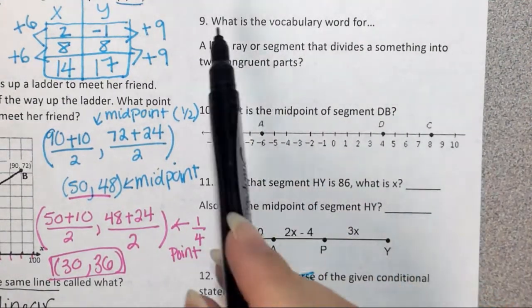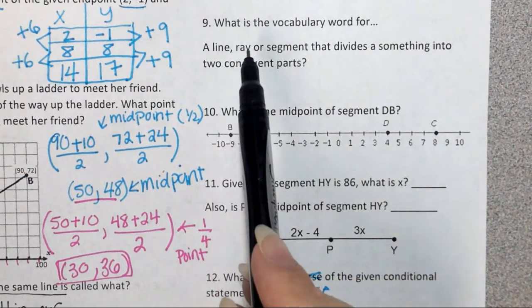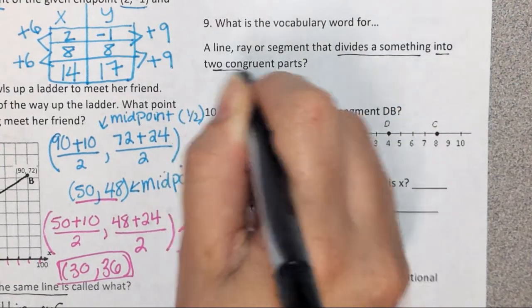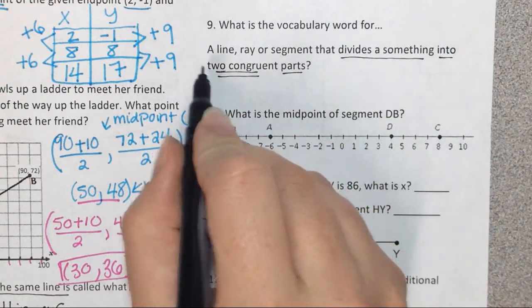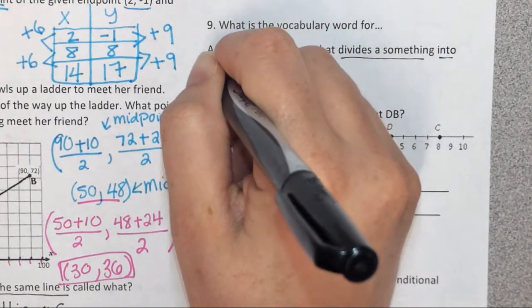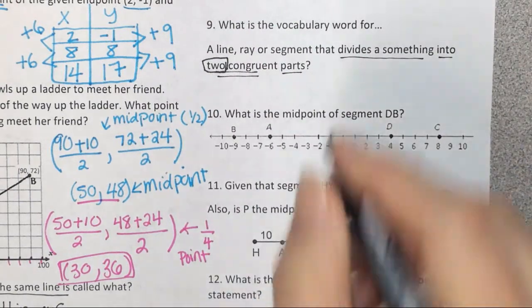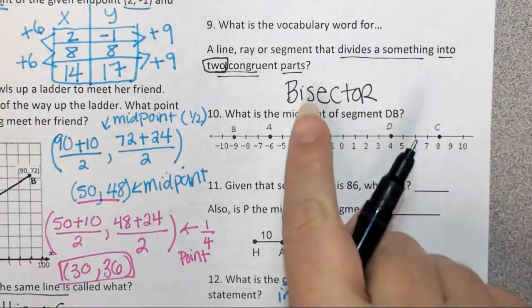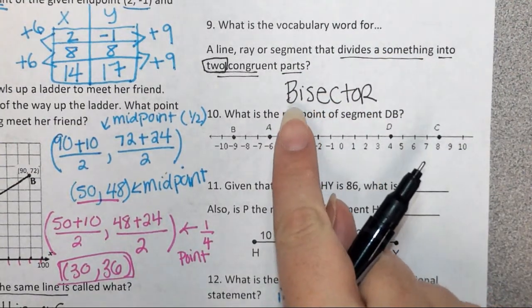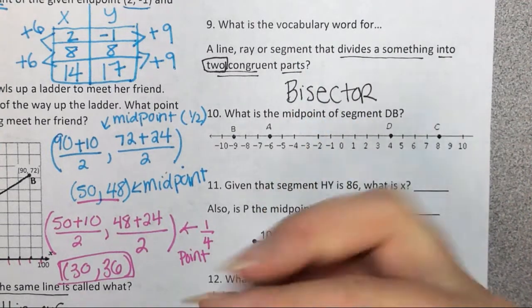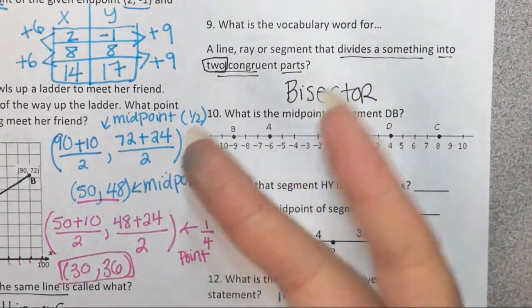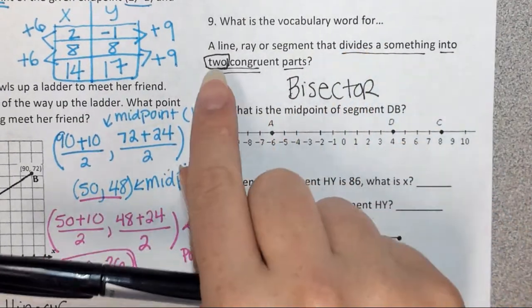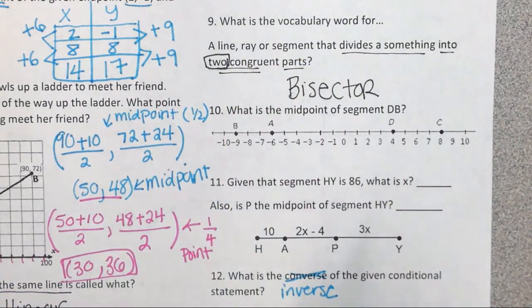Okay, number 9. What is the vocabulary word for a line, ray, or segment that divides something into two congruent parts? Okay. Keyword here, 2. So we have a vocabulary term called a bisector. We know that bi means 2, like when you say you're bilingual, that means you're speaking 2 languages. So bisector means it's dividing something into 2 equal parts.